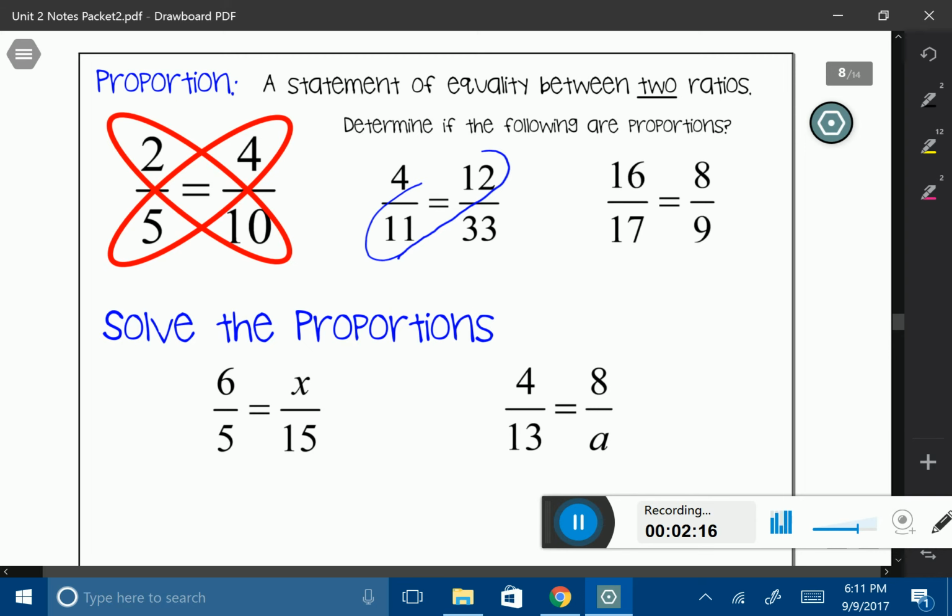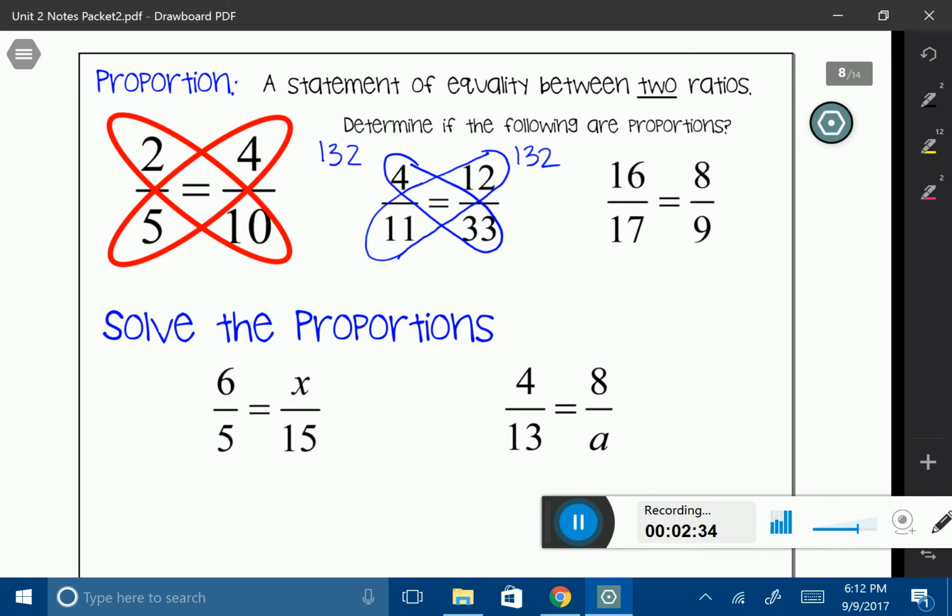As seen here with the red circles, if I take 11 and multiply it by 12, I get 132. And if I take 4 and multiply it by 33, I get 132. Because those cross products are equal to each other, the two ratios are proportional, meaning both of them will simplify down and equal the same number.